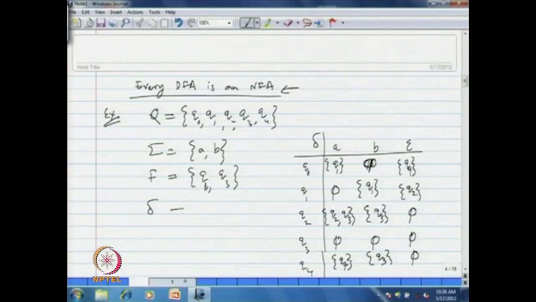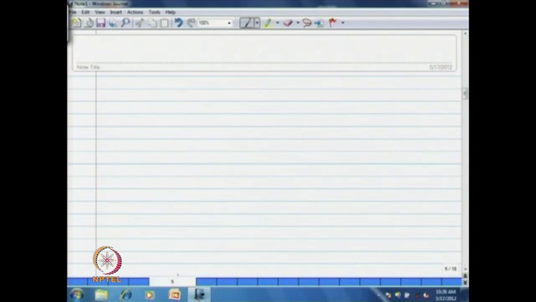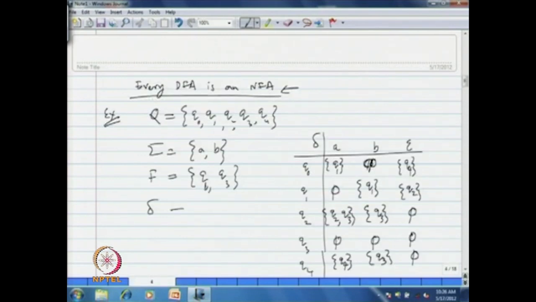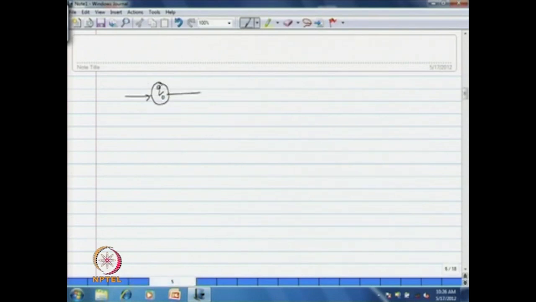The way we have drawn the transition diagram already for a DFA, in this case also you can draw a transition diagram for the NFA. Q0 is the initial state. Q0 on a goes to Q1, on b no transition is defined, and on epsilon it goes to Q4. So, there are 2 transitions, on a and epsilon. On a it goes to Q1, and on epsilon it goes to Q4. And Q1 is also a final state.